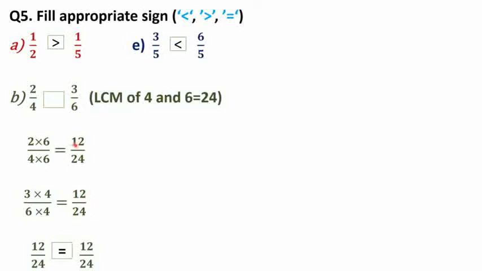So when we compare the equivalent fractions of these two fractions, we are getting 12 by 24 and here also 12 by 24. So we find both are equal. That is why we have written here equal. Now, as these are equal, therefore 2 by 4 is equal to 3 by 4. Sorry, 3 by 6. Okay.